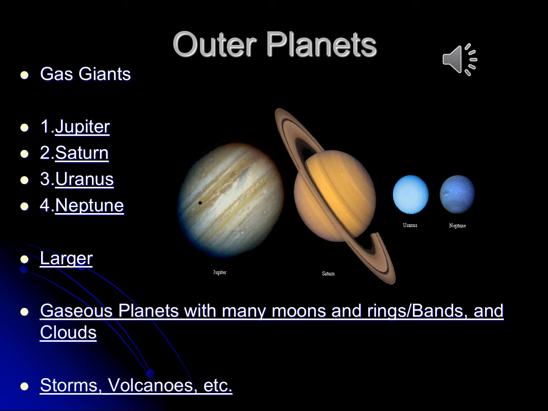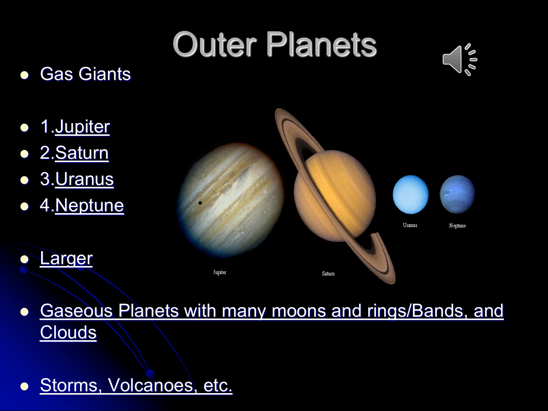Now let's talk about the outer planets. The outer planets are known as the gas giants. What does that mean? Or why do they call them the gas giants? Well, what do you know? It's because they're all made of gases. There are 4 major outer planets: Jupiter, Saturn, Uranus, Neptune.